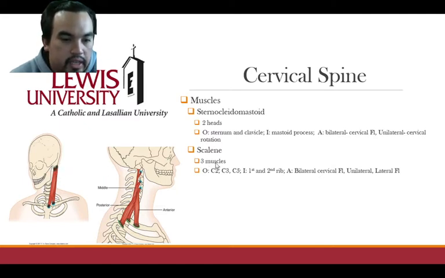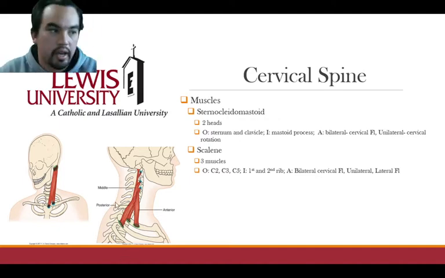Then we have the scalene muscles. These are three little muscles that attach to the vertebral bodies on C2, C3, and C5, and they insert on the first and second ribs down here. What they do is bilateral cervical flexion. If the left and right scalenes are all contracting together, it'll do cervical flexion. But if not, it'll do lateral flexion. If only one side contracts and shortens, it's going to pull the head sideways like that.